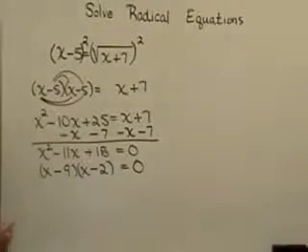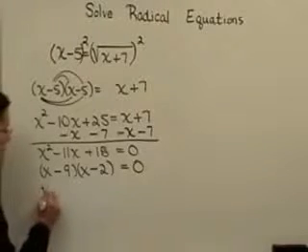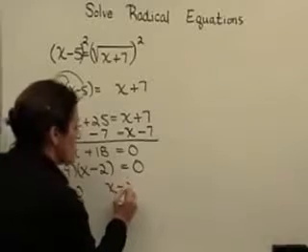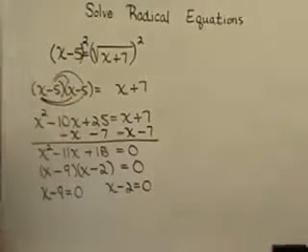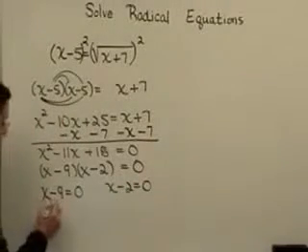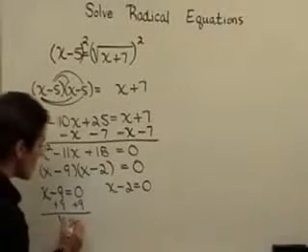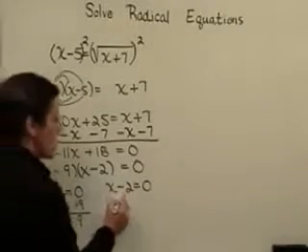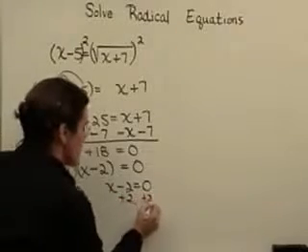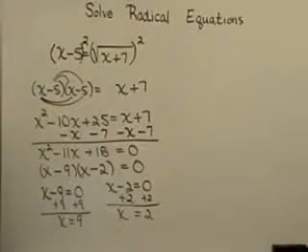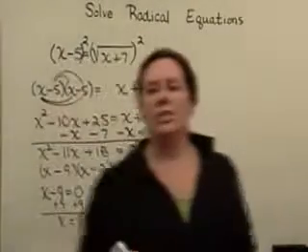The zero product rule now says that I should take each of those binomials, the x minus 9, and set it equal to 0, and the x minus 2, and set it equal to 0. And then finally, I should add 9 to both sides here, and find out that one of the solutions is x is 9, and I should add 2 to both sides here, and find out that one of the solutions is a positive 2.